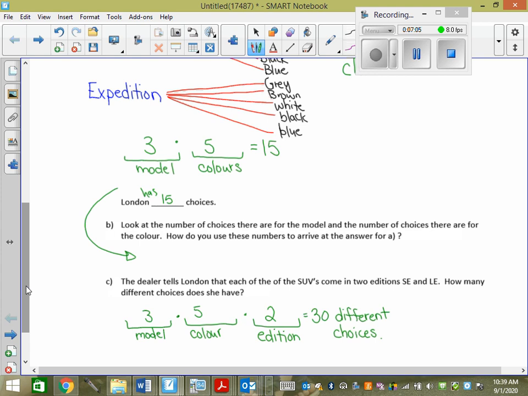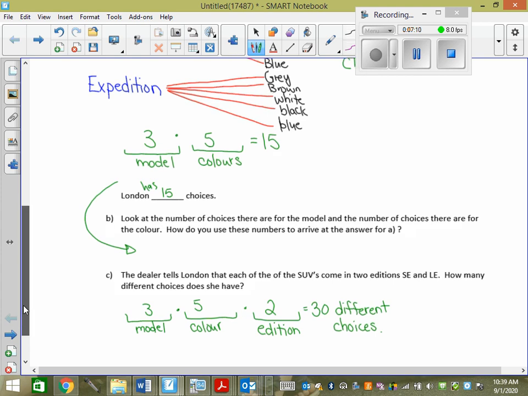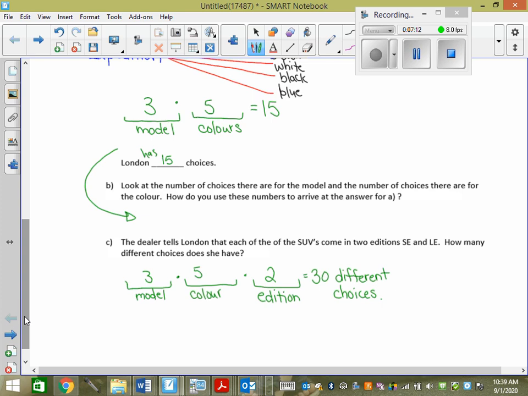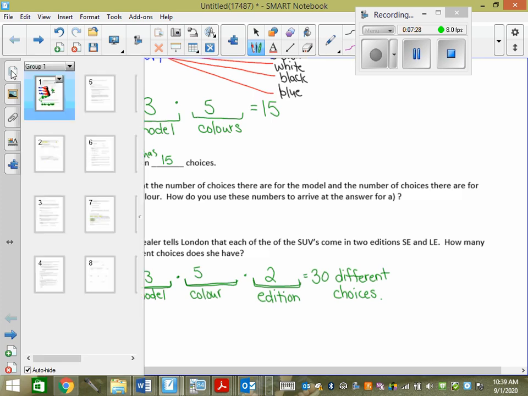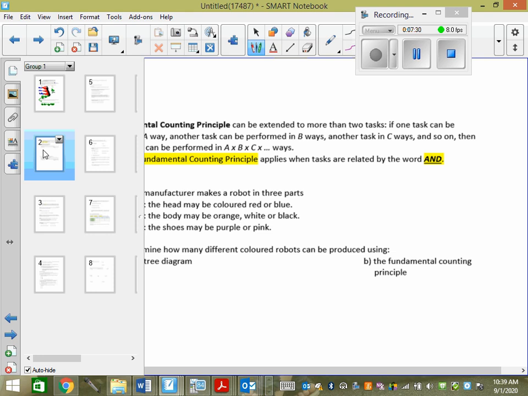Make sense? So this is the fundamental counting principle. It's saying when you take one part of each, and you take the choices that each one has, you can multiply to get the answer. So for example, I'm taking one model, I have 3 choices. I'm picking one color, I have 5 choices, and I'm picking one addition, but I have 2 choices, right? Then you get the total. So that's where this comes from.